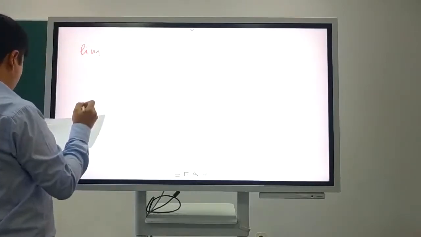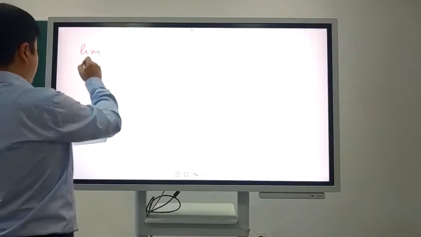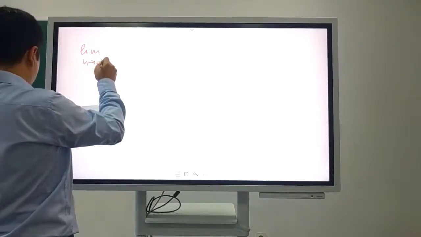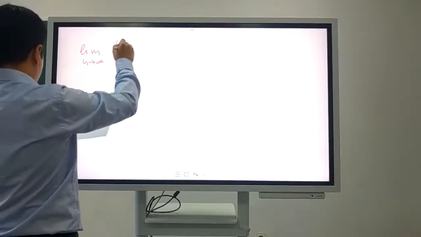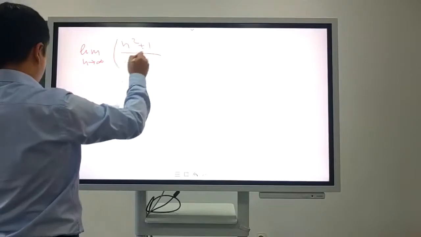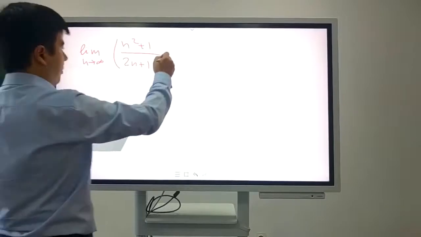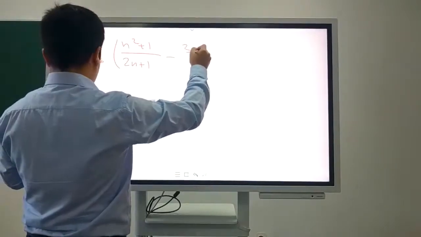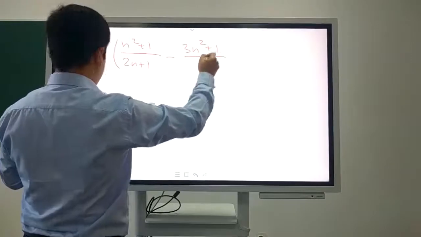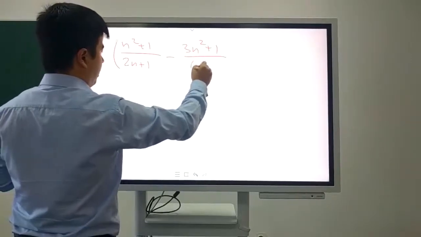So the next example is here: the limit as n tends to infinity, of course, of n squared plus 1 over 2n plus 1 minus 3n squared plus 1 over 6n plus 1.